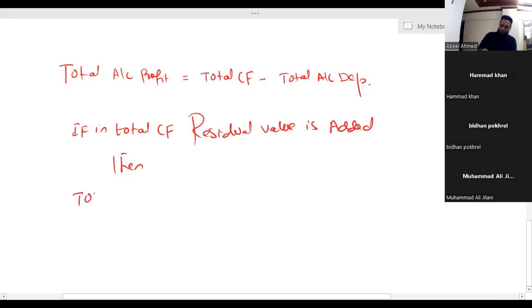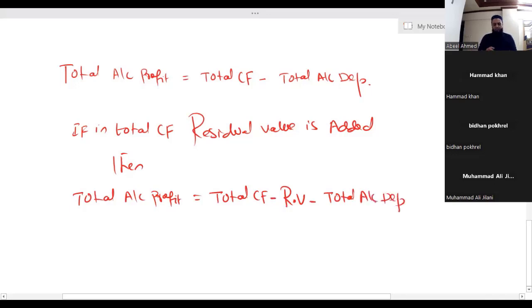Like this. Total accounting profit is equal to total cash flows. From these total cash flows, you have to deduct the residual value and minus total accounting depreciation. Is it clear to everyone? If total cash flows have the impact of residual value also, then you need to exclude the residual value to calculate accounting profit. Is this equation clear to everyone? Yes, sir.